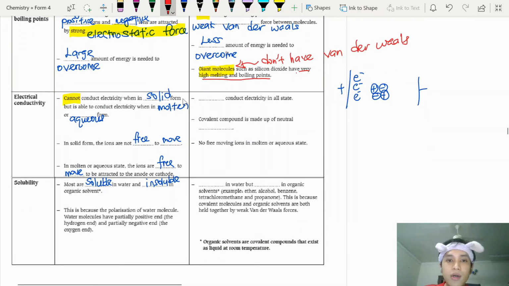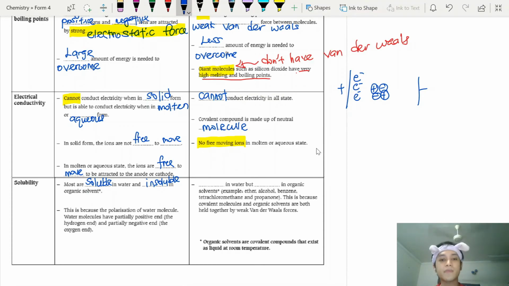Covalent compounds will never ever be able to conduct electricity. The reason why they cannot conduct electricity is because they don't have ions. No free moving ions, so they cannot conduct electricity because they are made up of molecules, neutral molecules. So if you see here, this important part here, no free moving ions. It doesn't matter whether in solid or liquid state.